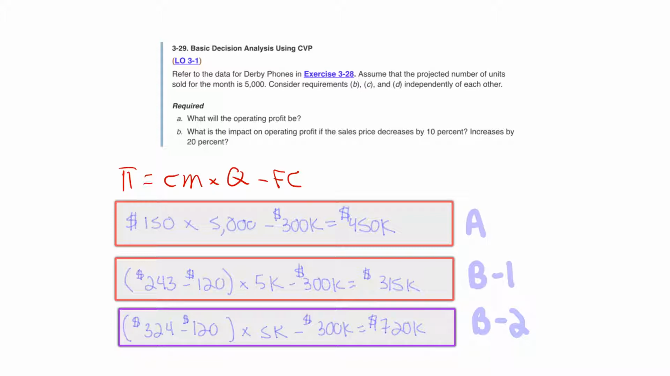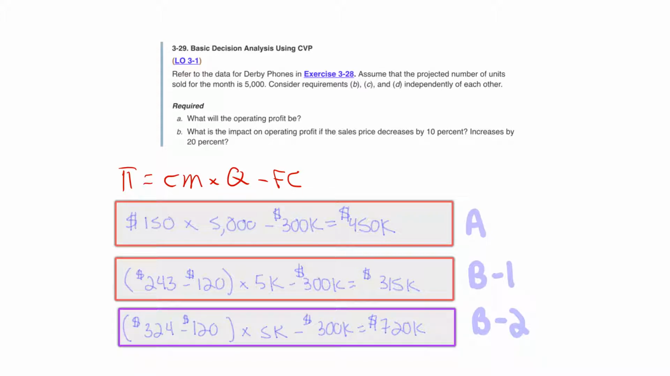In Part B, at least the first part, the sales price decreases by 10%. So the price goes from $270 minus 10% of $270, and we end up with $243. Variable cost stays the same at $120. The amount in the parentheses is the new contribution margin times 5,000 units minus 300,000 fixed cost, and I calculate that to be 315,000 as the new profits.